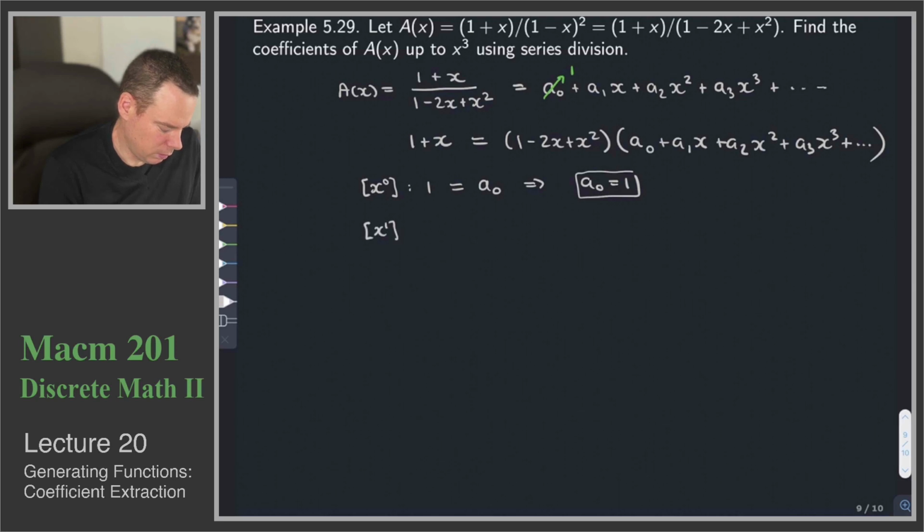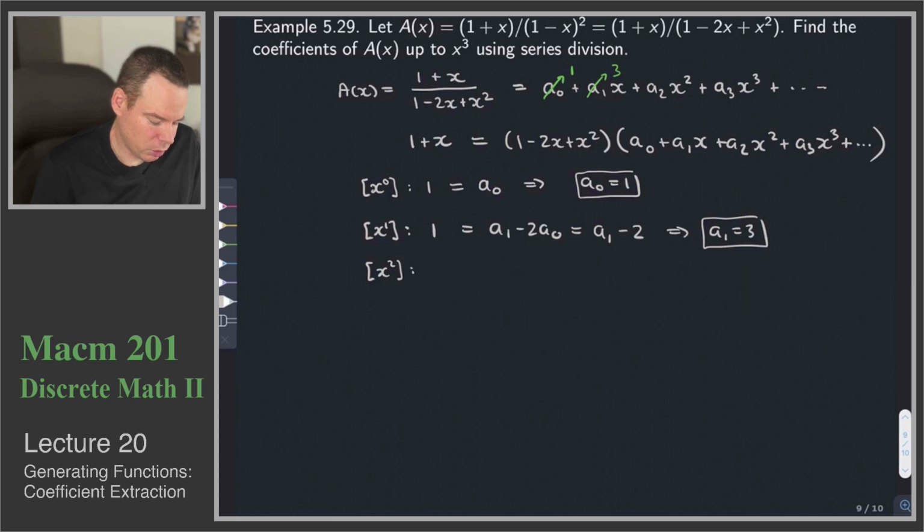Then we look at the linear term. What's the coefficient of x? Well, on the left-hand side, it's 1. On the right-hand side, the coefficient of x is that times that, plus the negative 2 times a0. So it's a1 minus 2a0. We already found out what a0 is. That's 1. So this is a1 minus 2, or in other words, a1 is equal to 3. And so there we go, we found the next one. Again, you can see it's a purely mechanical process. And in fact, it's a recursive process because we're using the previous coefficients to get the next one.